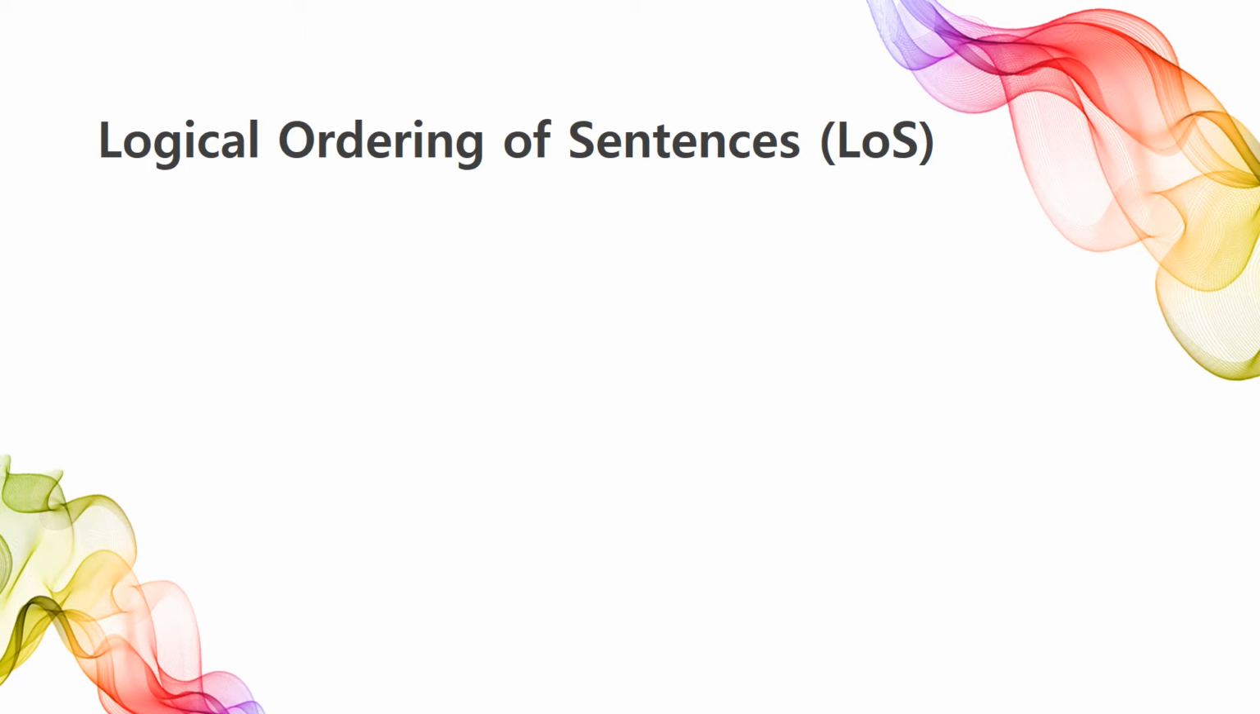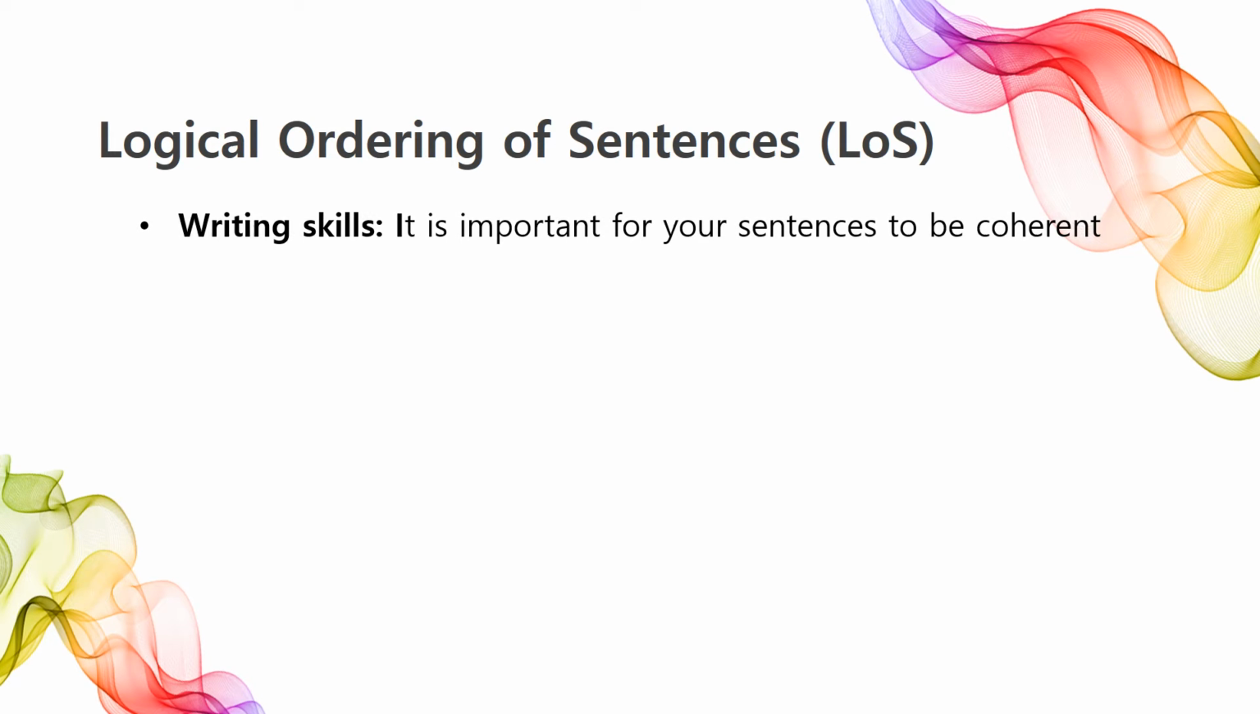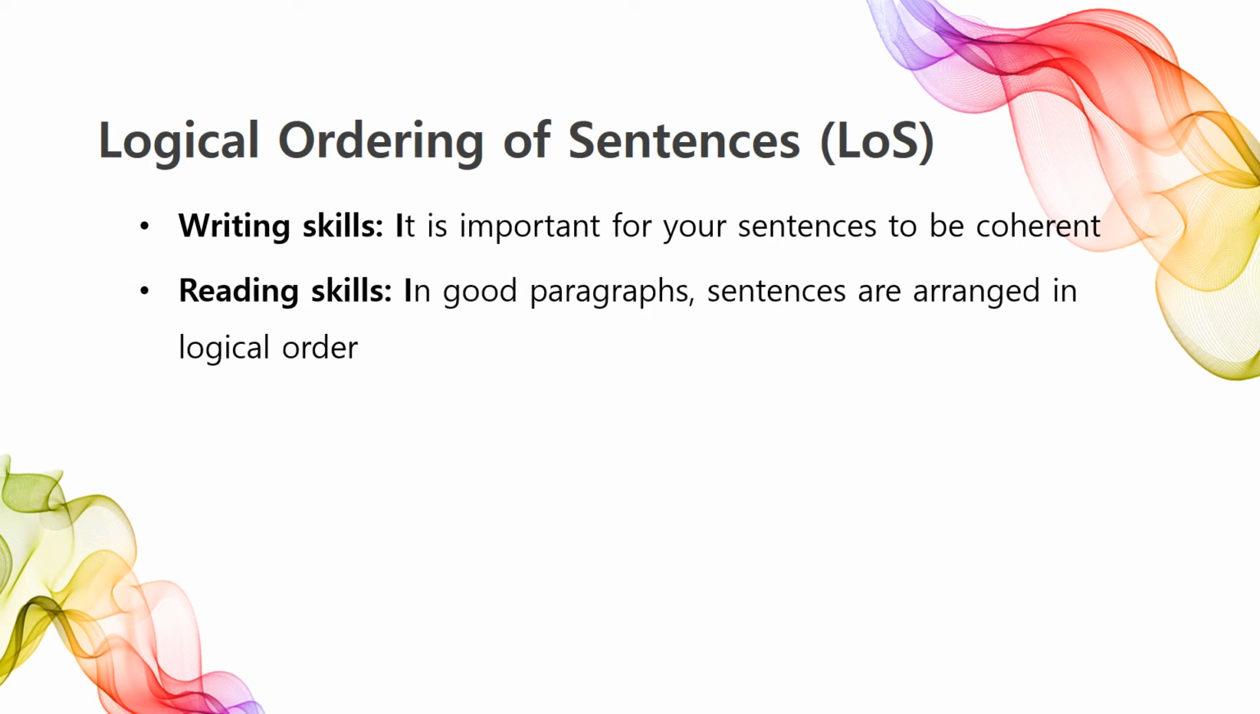Firstly, let's see why we are spending time to know about logical ordering of sentences. Logically ordering our sentences forms a crucial part of our writing skills. While writing, it is important for our sentences to be coherent, that is, logically ordered and connected. Also, with respect to reading skills, the comprehension of whatever you read depends on how logically the sentences are organized. In good paragraphs, sentences are arranged in logical order.